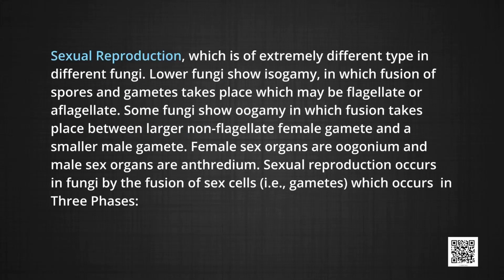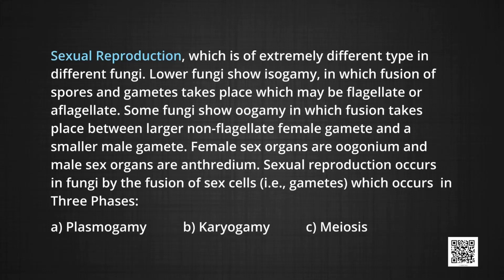Third, sexual reproduction, which is of extremely different types in different fungi. Lower fungi show isogamy, in which fusion of the gametes takes place, which may be flagellate or aflagellate. Some fungi show oogamy, in which fusion takes place between a larger non-flagellate female gamete and a smaller male gamete. Female sex organs are oogonium and male sex organs are antheridium. Sexual reproduction occurs in fungi by the fusion of sex cells, that is gametes, which occurs in three phases. First is plasmogamy, second karyogamy and third is meiosis.